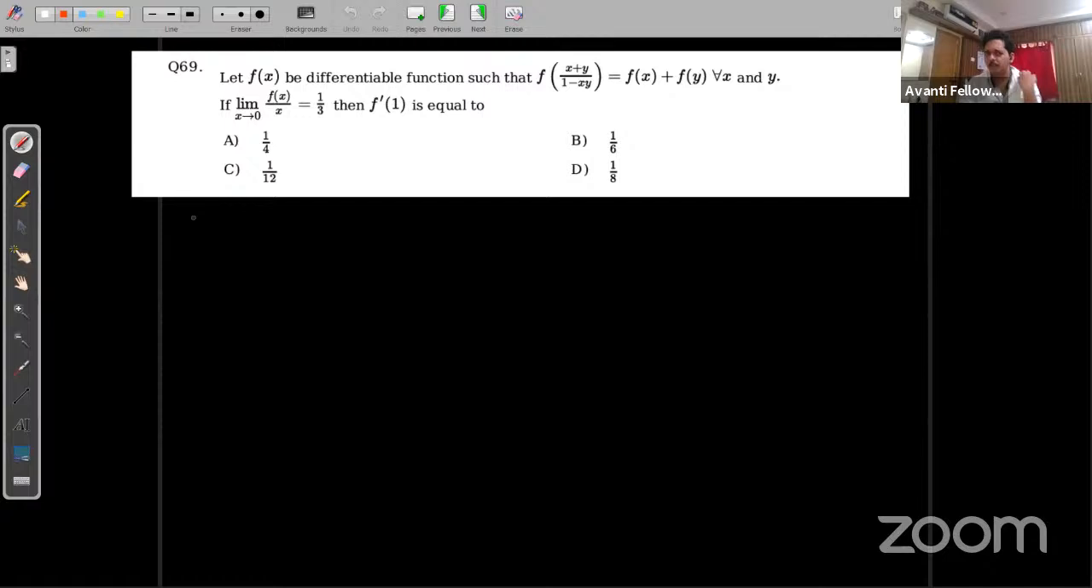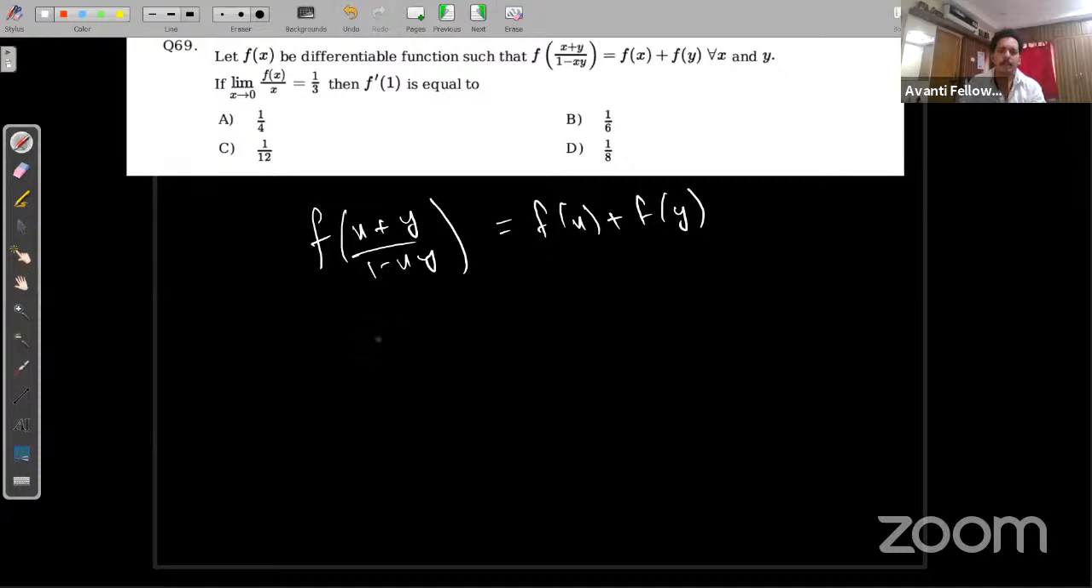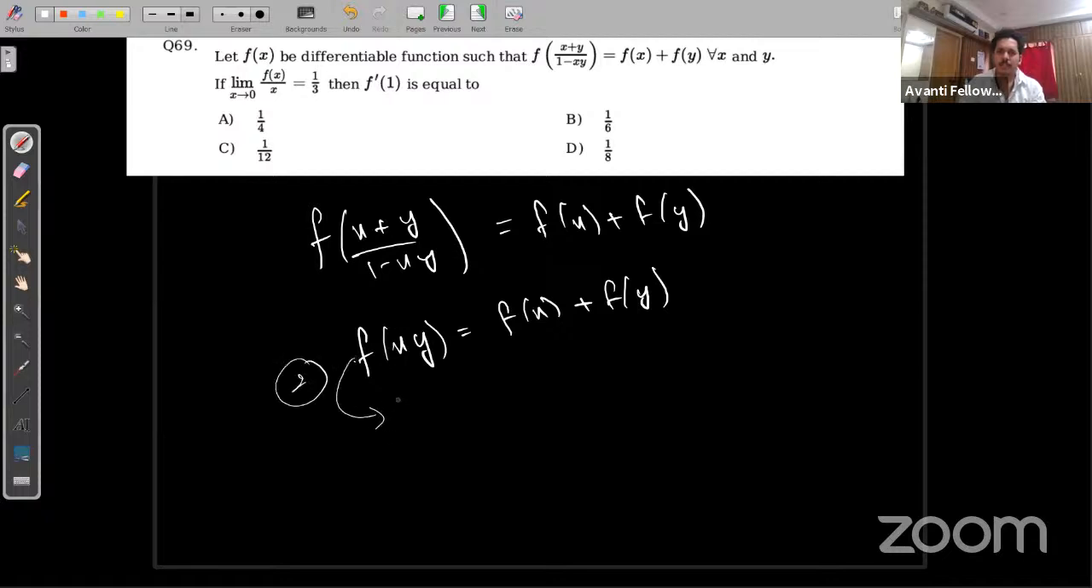How to do it, guys? First of all, when someone has given you an equation like f of (x plus y) by (1 minus xy) is equal to f of x plus f of y, what could be your function? You can easily guess your function. For example, if someone has given you f of xy is equal to f of x plus f of y, what function could satisfy the given equation?